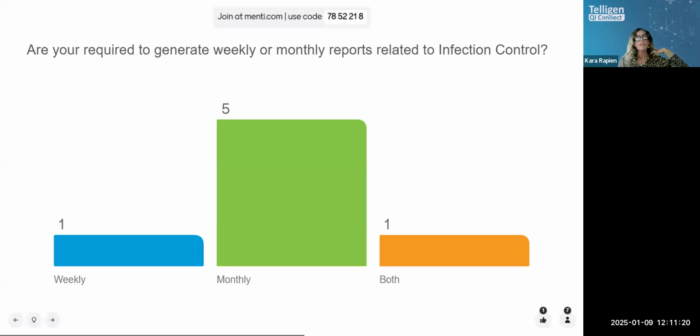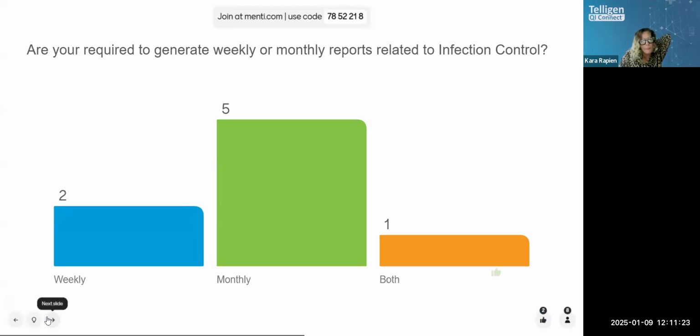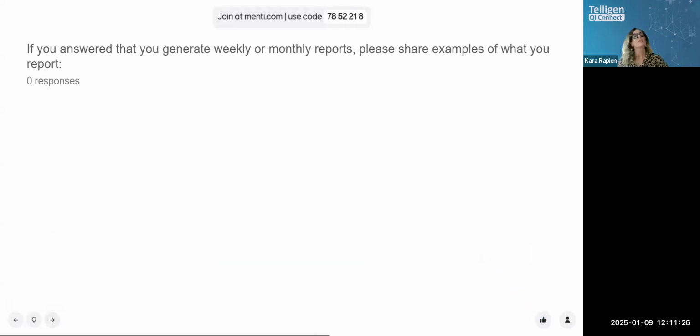Our next Menti question, next slide, please. Our next Menti question is kind of a follow-up. If you answered that you do generate reports, either weekly, monthly, or both, if you could type into Menti, just free type, at least one example of the type of reports that you generate. What reports are they that you are doing? I encourage you to really put answers in there because we have a lot of IPs on our call and maybe they're new, and maybe sharing with them the types of reports that you all are creating can help them move forward in their role.